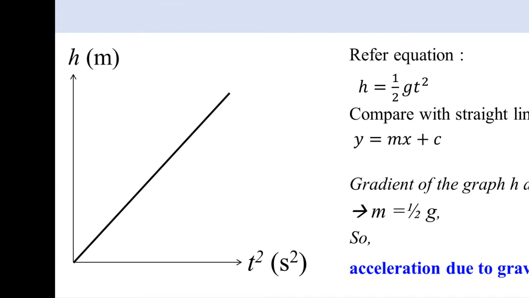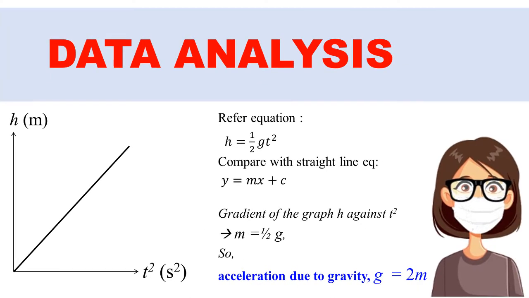We should obtain a straight line. Determine the gradient of the graph, m. Then we are going to determine the acceleration due to gravity g from the gradient of the graph. Refer to the equation h equal to half g t squared.